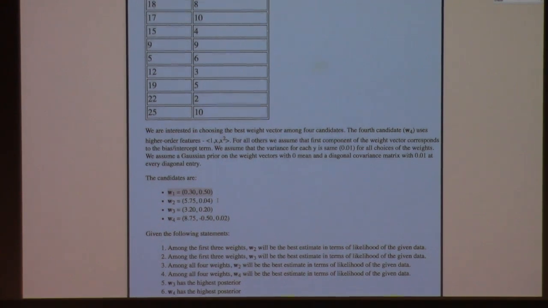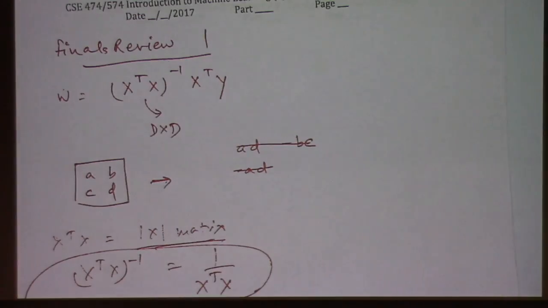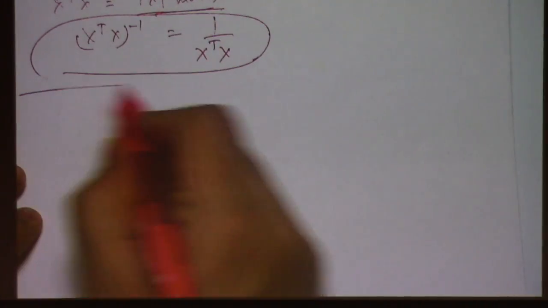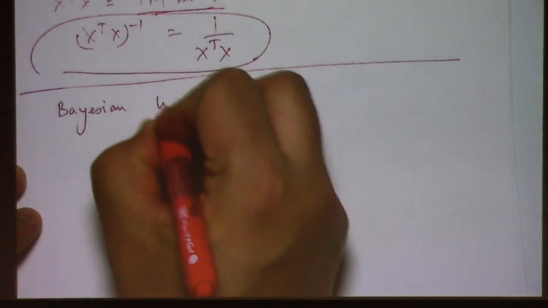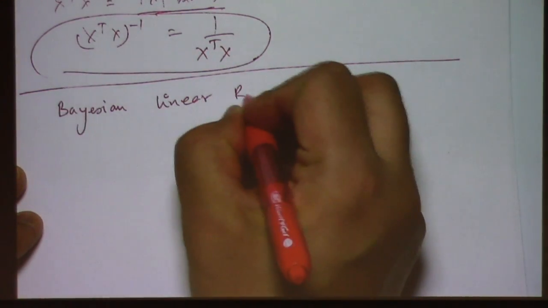Posterior, right? How to compute the posterior, right? So this question is about Bayesian linear regression, right? So here we assume that even our W is a random variable, right? So what we do is, you want to brush up on Bayesian linear regression, and most of it is same as linear regression, right?